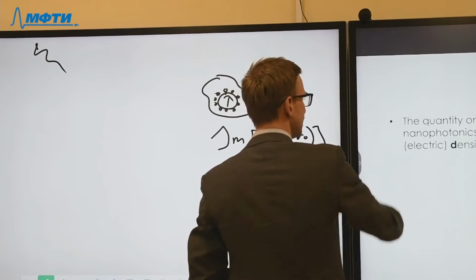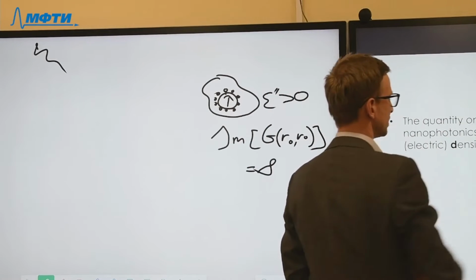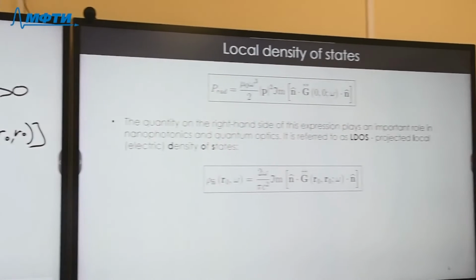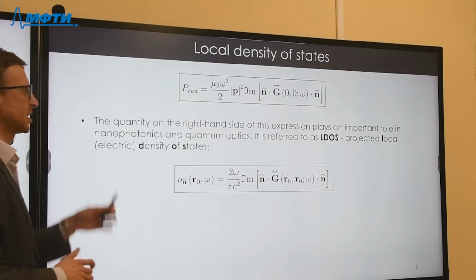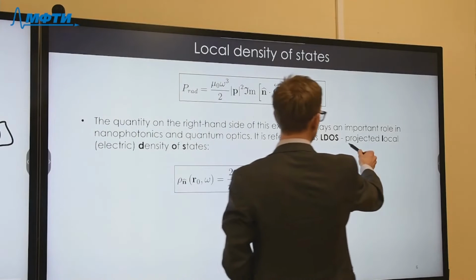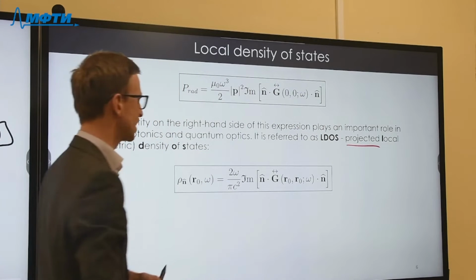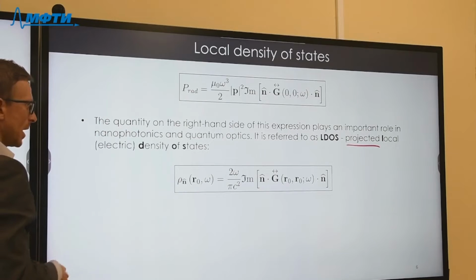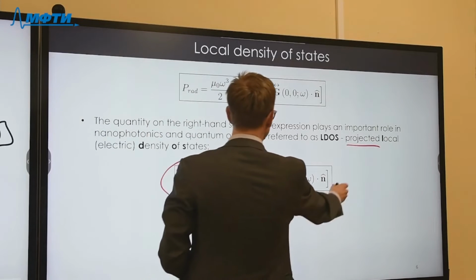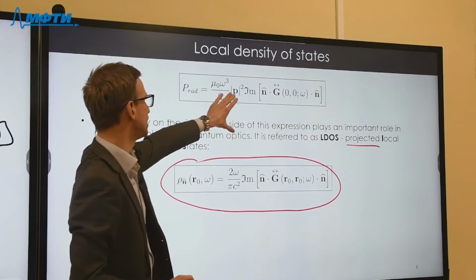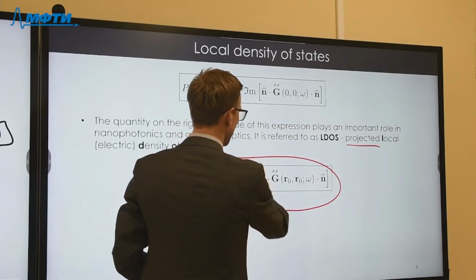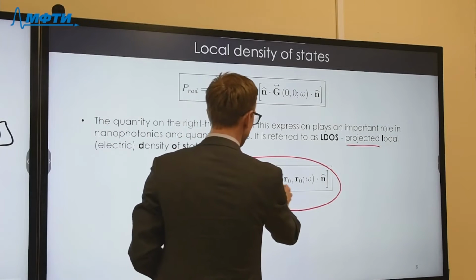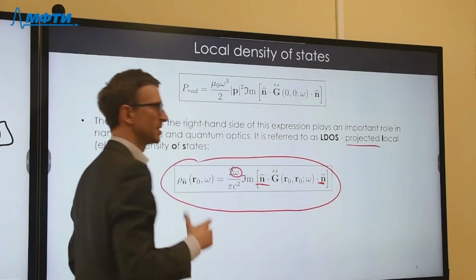And the quantity on the right-hand side of this expression plays a very important role in many areas of optics, nanophotonics, and quantum optics, and it is called the local density of states. To be specific, in this case, it is the projected local electric density of states, LDOS for short. And it is given by the following expression. It does not have the point dipole, it is only the part of this expression that depends on the frequency, on the Green's tensor, and on the direction of the dipole, on the unit vector n that describes the direction of our source.